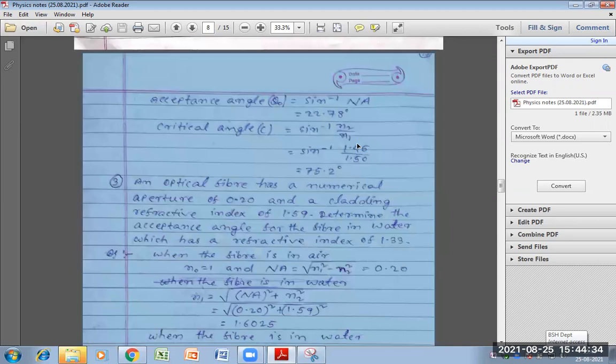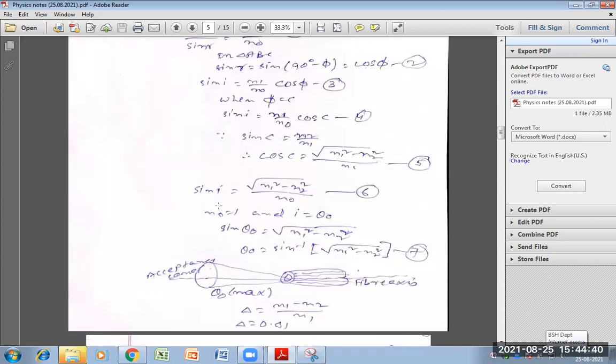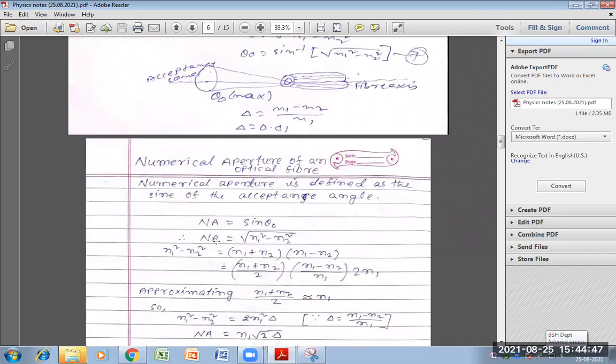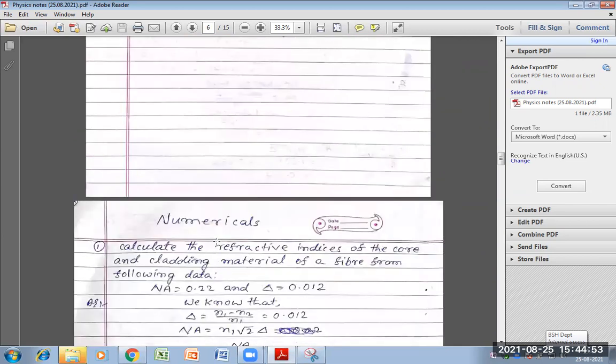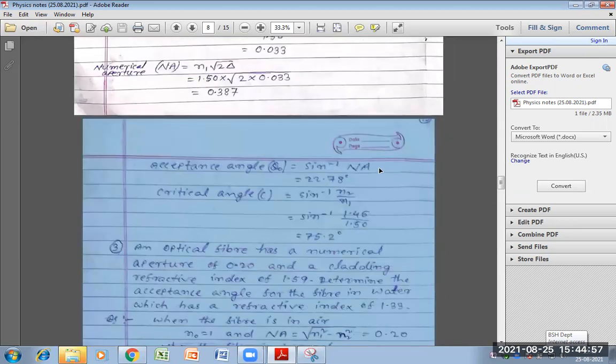यहाँ क्या लिखेंगे हम लोग? NA लिखेंगे. यहाँ पर हमारा NA दिया हुआ है इक्वेशन 7 में. अब root under n1 square minus n2 square is equal to NA. अब हम क्या लिख रहे हैं? उसके जगह root under n1 square minus n2 square की जगह लिखेंगे NA. तो sine inverse NA का वैल्यू कितना मिला? into 0.387 is equal to 22.78 degree.